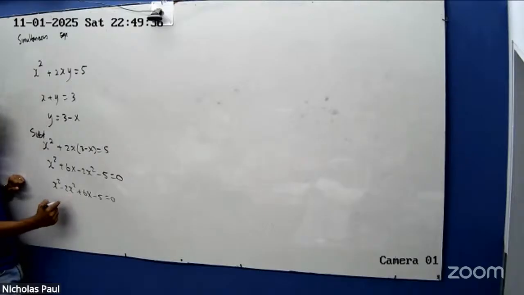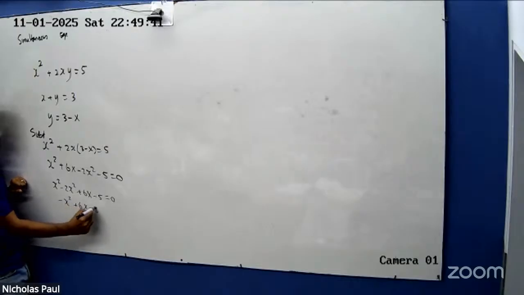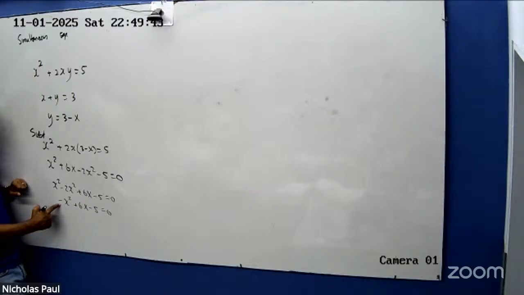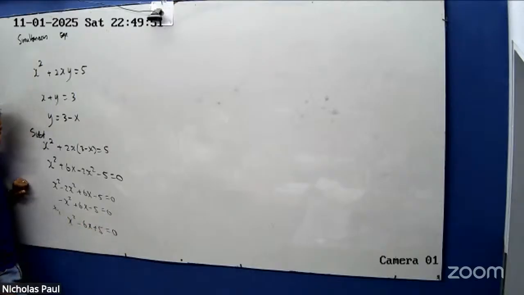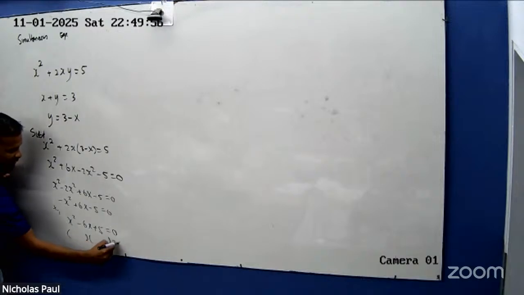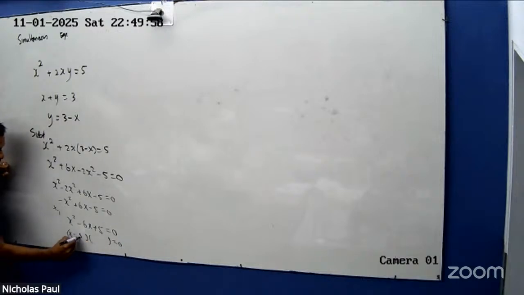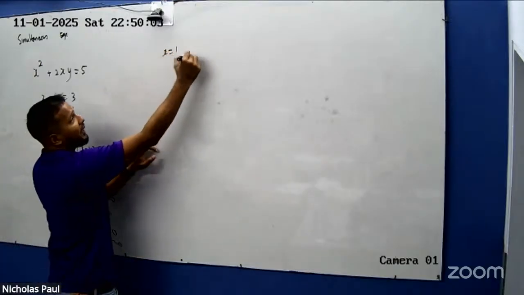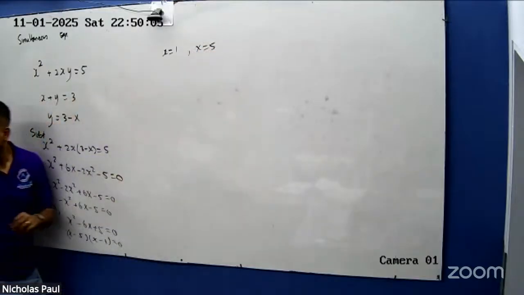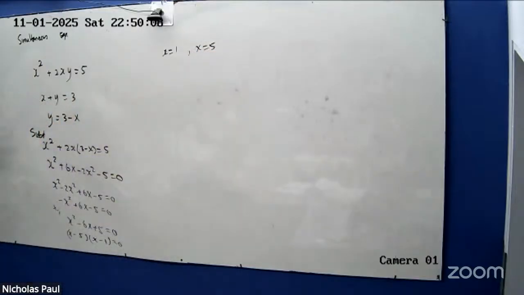I don't like the minus sign here, so I just get rid of it: x squared minus 6x plus 5 is 0. Now I can factorize this. Yeah, it can factorize. I got minus 5 and minus 1, so my answers are x is 1 and x is 5. If it can't factorize, you gotta use the long formula. If it can factorize, look how short it is.